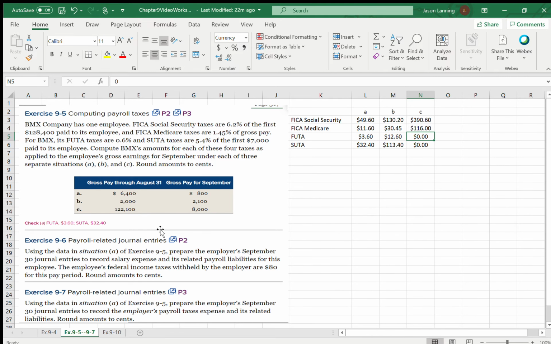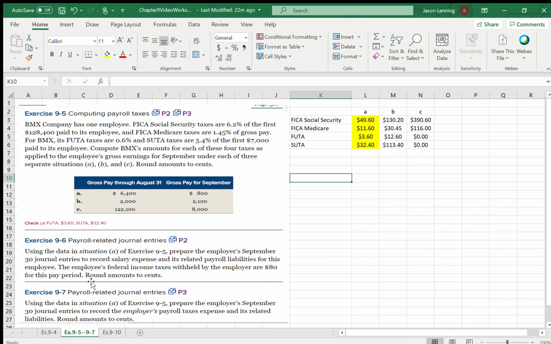Now, 9.6 is the next one, and these are all related. This is why I put these ones together. 9.6 is to use the data in situation A, and A was here. This is A. We'll just highlight that so we know that's A. Of exercise 9.5, prepare the employer September 30th journal entries to record salary expense and its related payroll liabilities for this employee. The employee's federal income taxes withheld by the employer, $80 for this pay period.